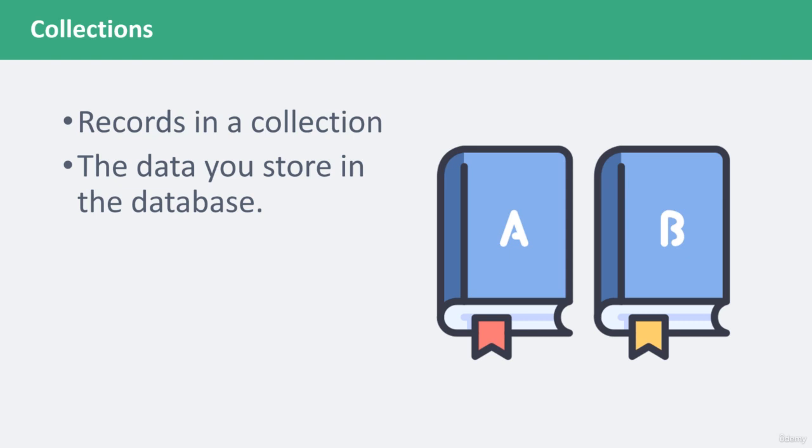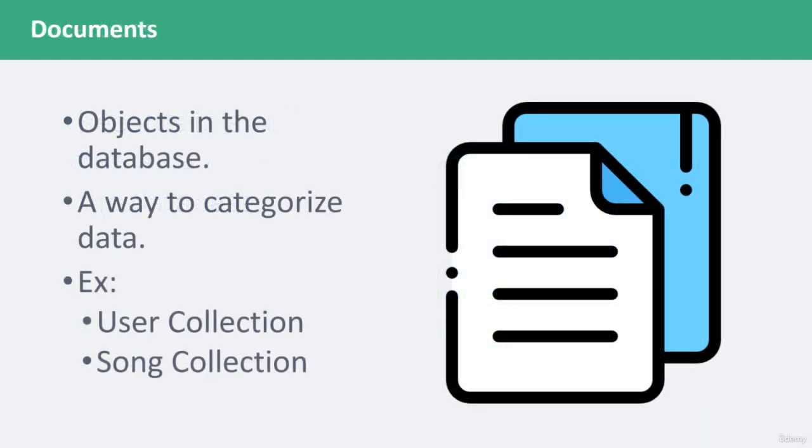Firebase requires you to select a collection before performing any actions on the database. You cannot add data to the database until you choose a collection to add it to. The last term is documents. Documents are the individual records in a collection. It's the data you store in the database. Multiple documents can be stored in a single collection. We'll be mostly working with documents and collections in this course.